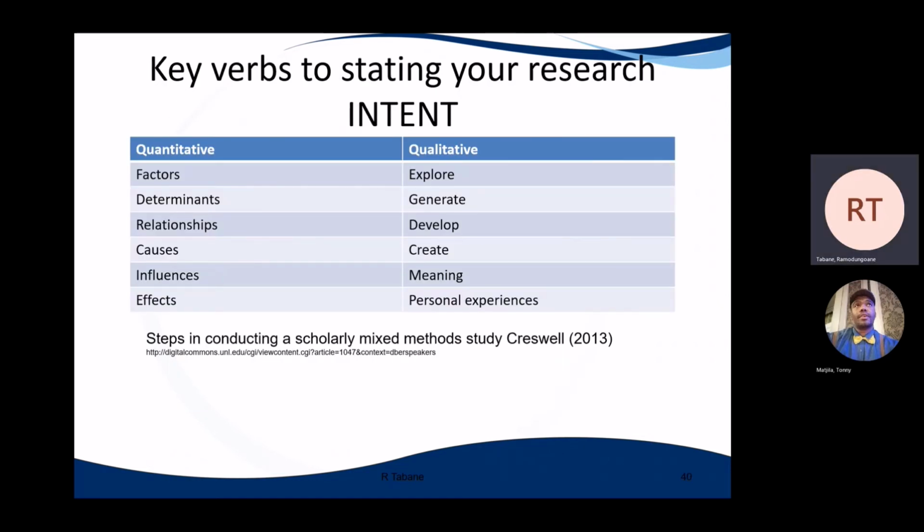Here are key verbs that will help you to state your research questions in the correct terminology. For instance, from now on, when you are doing quantitative, we expect words like factors, determinants, relationships, causes, effects, whereas in qualitative we're talking exploring, generating, developing, creating, meaning, personal experiences.